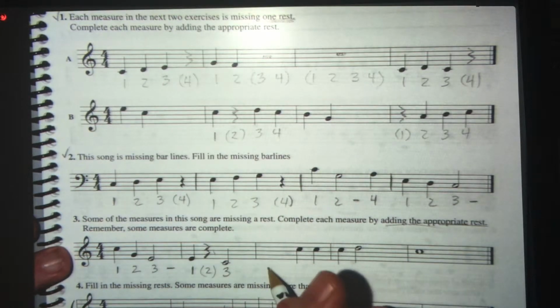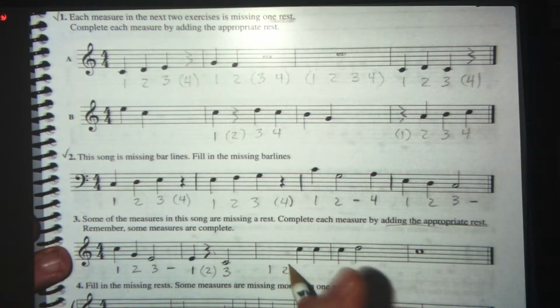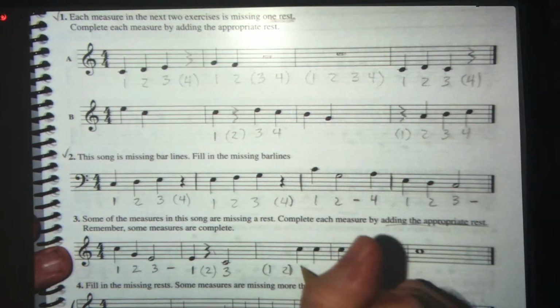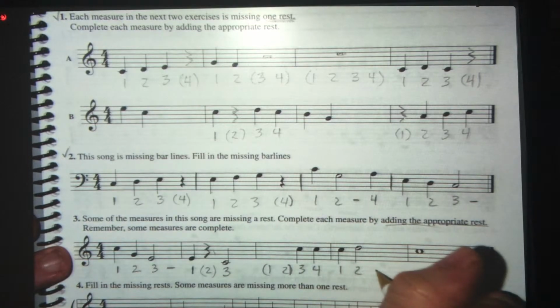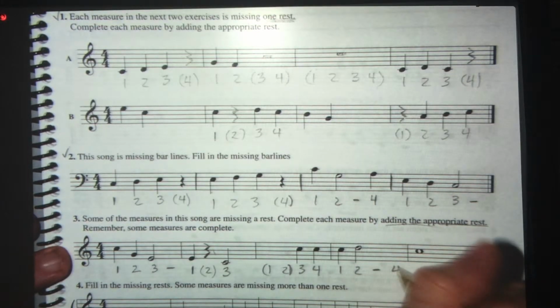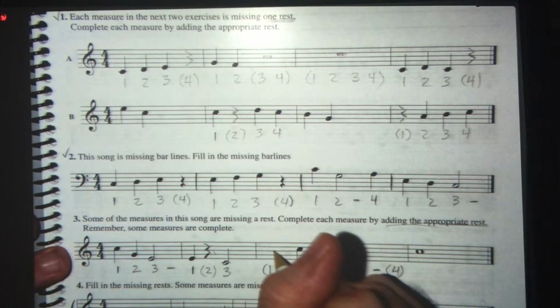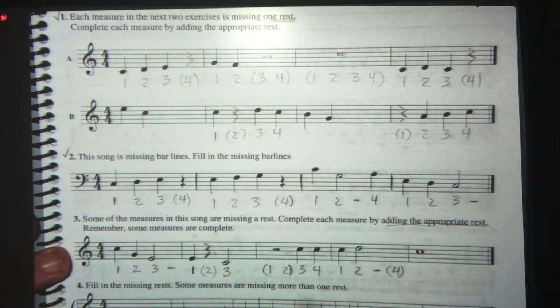This one we're missing, looks like 1, 2 beats, because we have 3 and 4. This would be 1, 2. So we're just missing beat 4. We're only looking for that. So this would be a half rest then for the third measure because it gets 2 beats of silence.